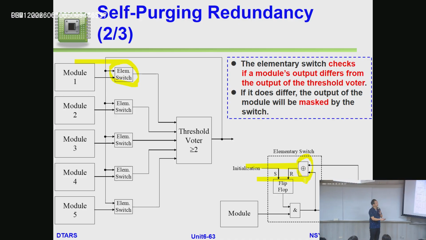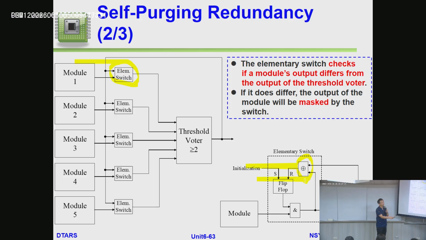Remember that the functionality of this one is to check, among these 5 modules, whether we can find at least 2 modules that can generate correct results. So if 2 or more modules can generate the same result, we think this answer should be the good answer, the correct answer. This answer will go back to every elementary switch, which is used to check whether this module is faulty.